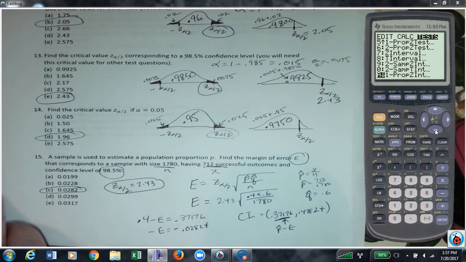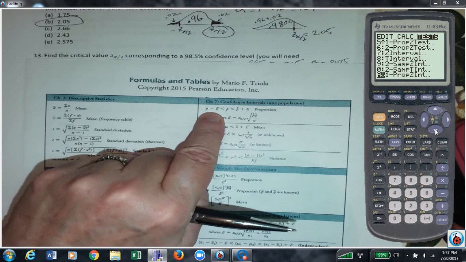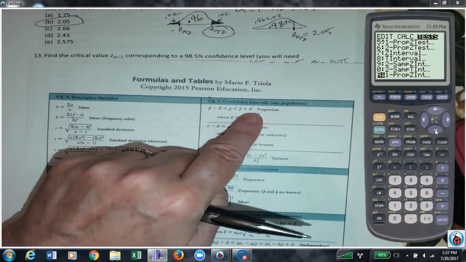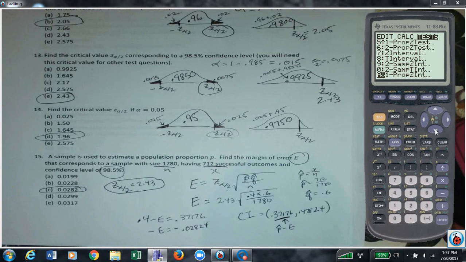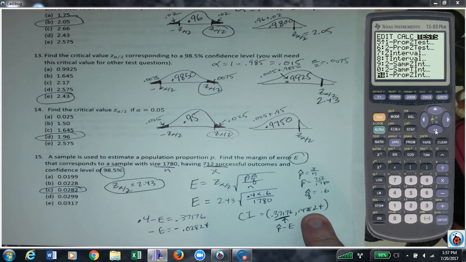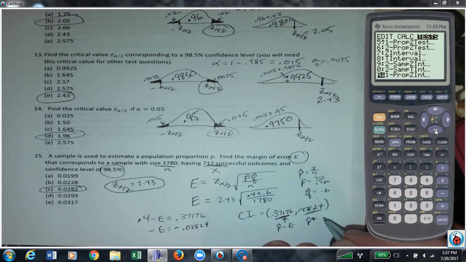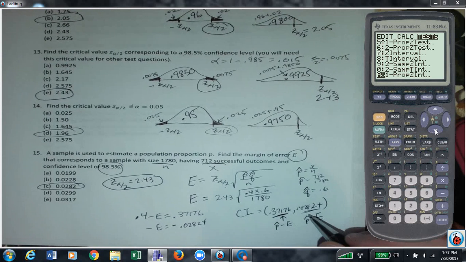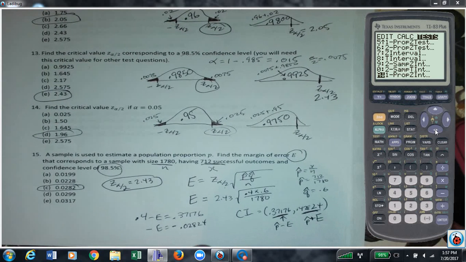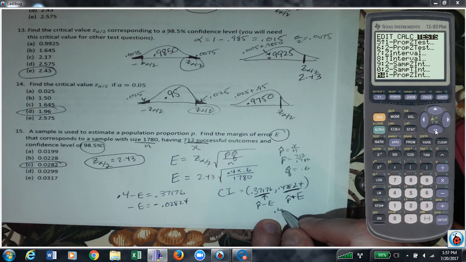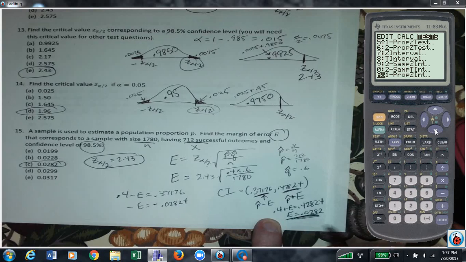But you do have a formula sheet, so you have to recognize that the lower limit is p hat minus e, or the upper limit is p hat plus e if you wanted to do it that way. So p hat plus e is equal to this. So 0.4 plus e is equal to that. Yeah, that's probably the easier way. So if I subtract 0.4 from both sides, I would have gotten the same thing. Okay.